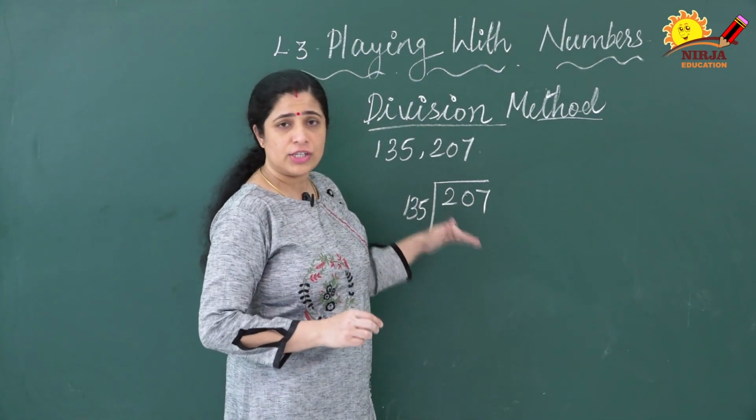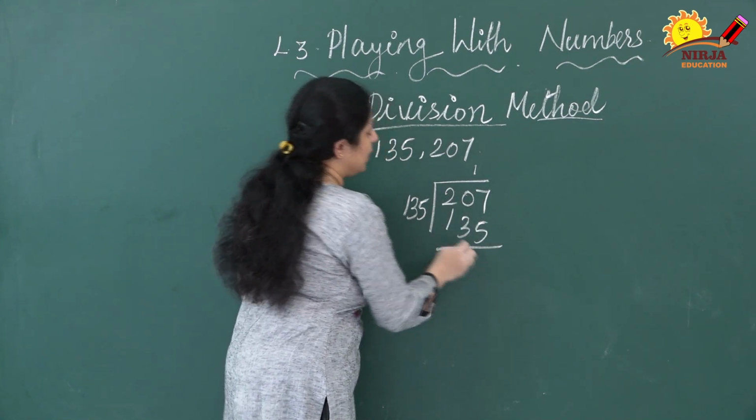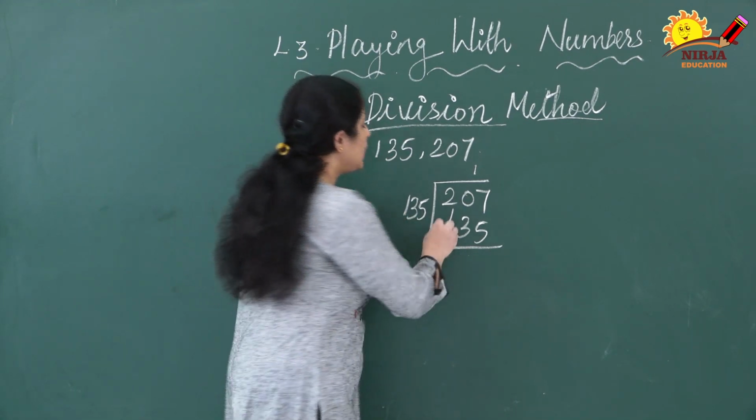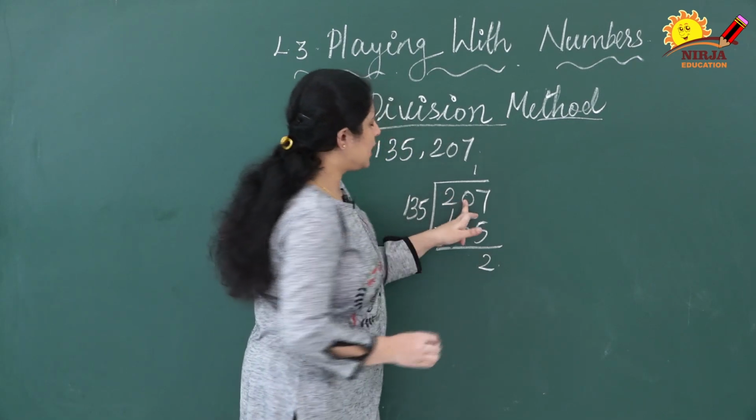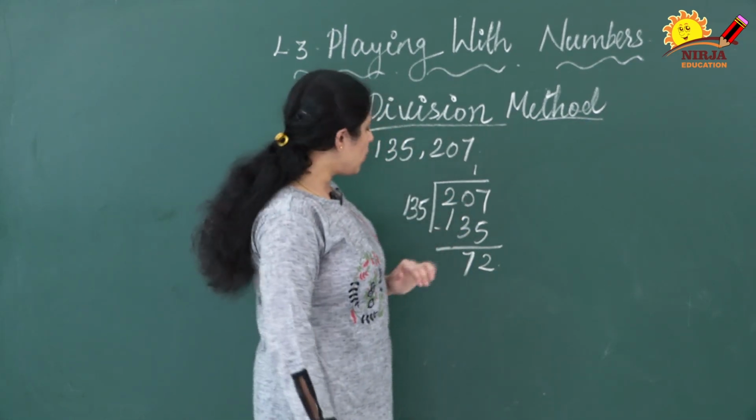So proper division is not possible. 1 will come here. 1 multiplied by 135, that is equal to 135. Now you have to do the subtraction. 7 minus 5, 2, 10 minus 3, you are getting 7. 72. Now what you have to do?